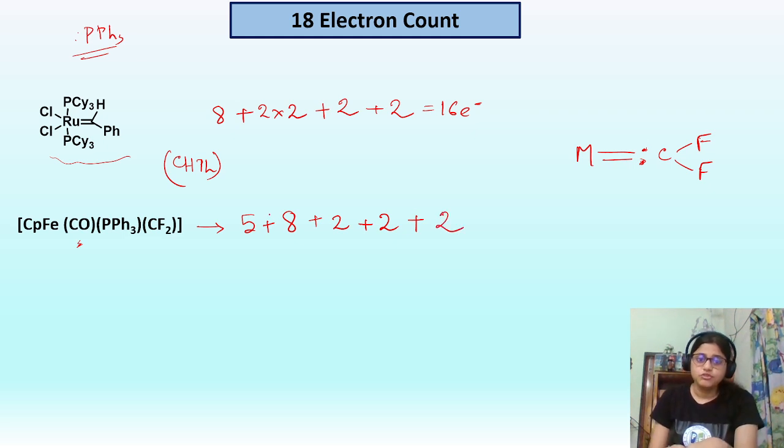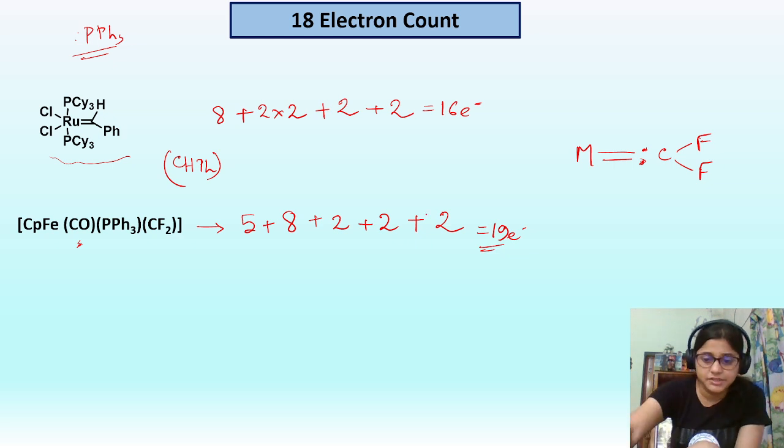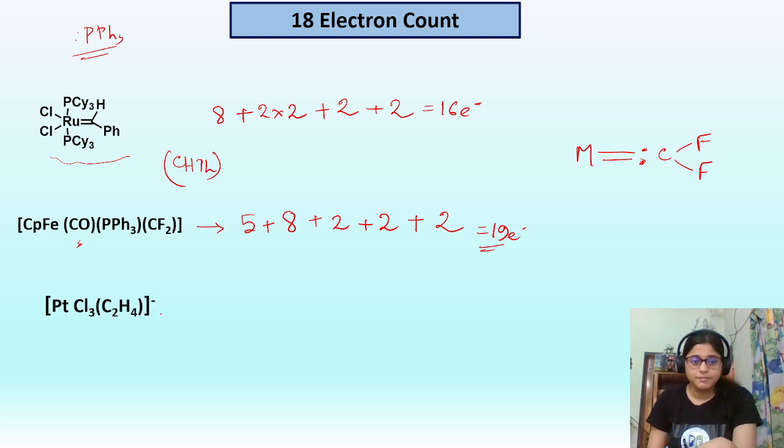2 again. So 8 plus 5 will be 13, 15, then 19. Okay. And there are no charges there, so it will be 19 only. Now the next example.